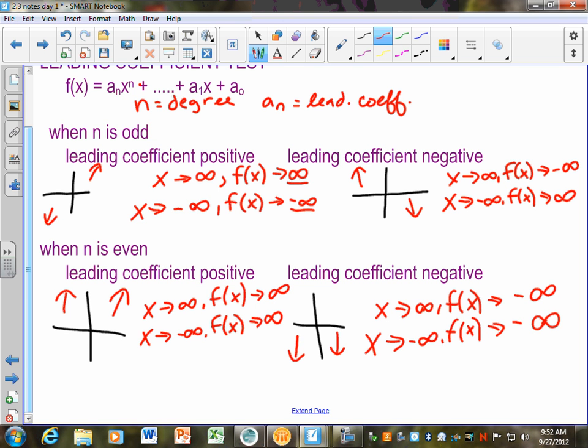Part of your homework, a couple different parts of your homework say describe the end behavior. I want to see those infinity things. I don't want to just see a picture when it says describe the end behavior. Okay?